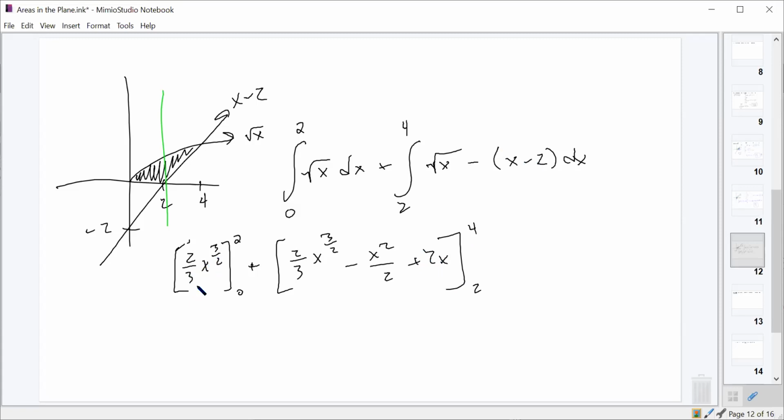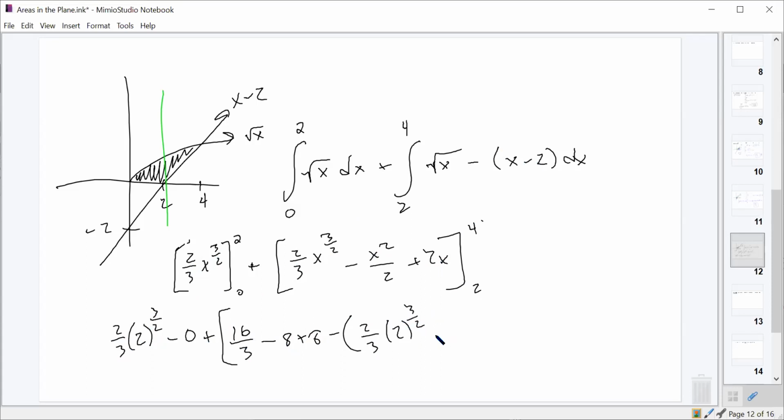So 2/3 x to the 3/2 is just 2/3 of 2 to the 3/2. We can evaluate that later if we need to. Minus 0. And then plus, when we plug in 4, we already knew that is 16/3, right? Minus 8 plus 8. And then when we plug in 2, that's again 2/3 of 2 to the 3/2 minus 2 squared over 2 is 2, and then plus 2 times 2, which is 4. And we'll note that we've got a 2/3 of 2 to the 3/2 and a minus 2/3 of 2 to the 3/2, so those will cancel.